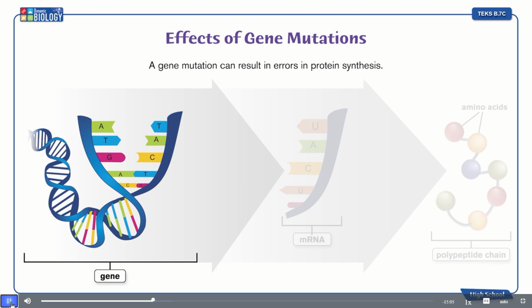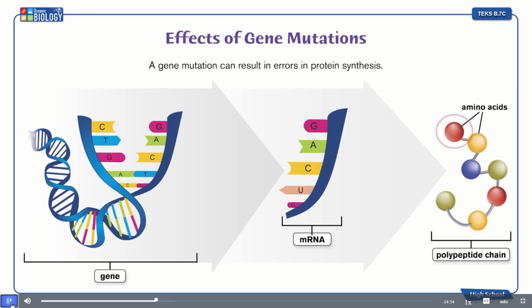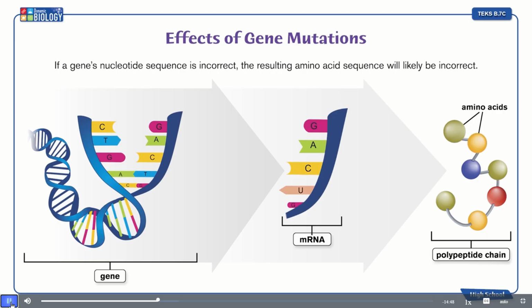If a gene's nucleotide sequence were changed due to a mutation, its mRNA transcript would be incorrect, which means the resulting amino acid sequence will likely be incorrect as well. In this way, gene mutations can cause errors in protein synthesis. Now, let's look at the specific kinds of protein synthesis errors that gene mutations can cause.